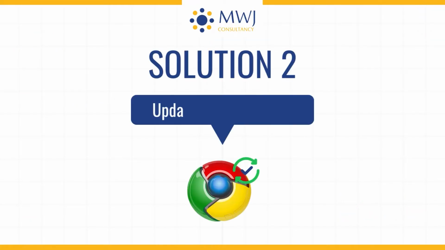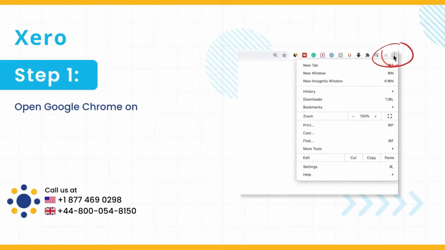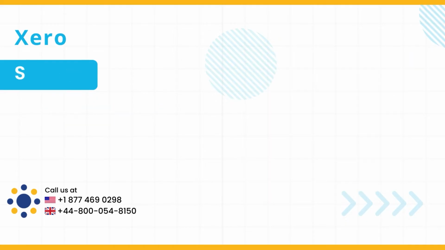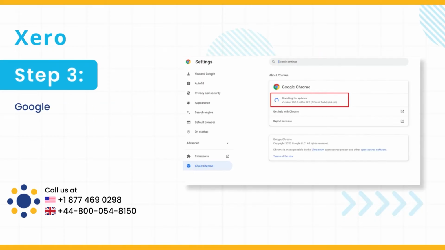Solution 2, update Google Chrome. Step 1, open Google Chrome on your computer and click the ellipsis icon. Step 2, select Help and click on About Google Chrome. Step 3, Google Chrome will check for updates and automatically download it.